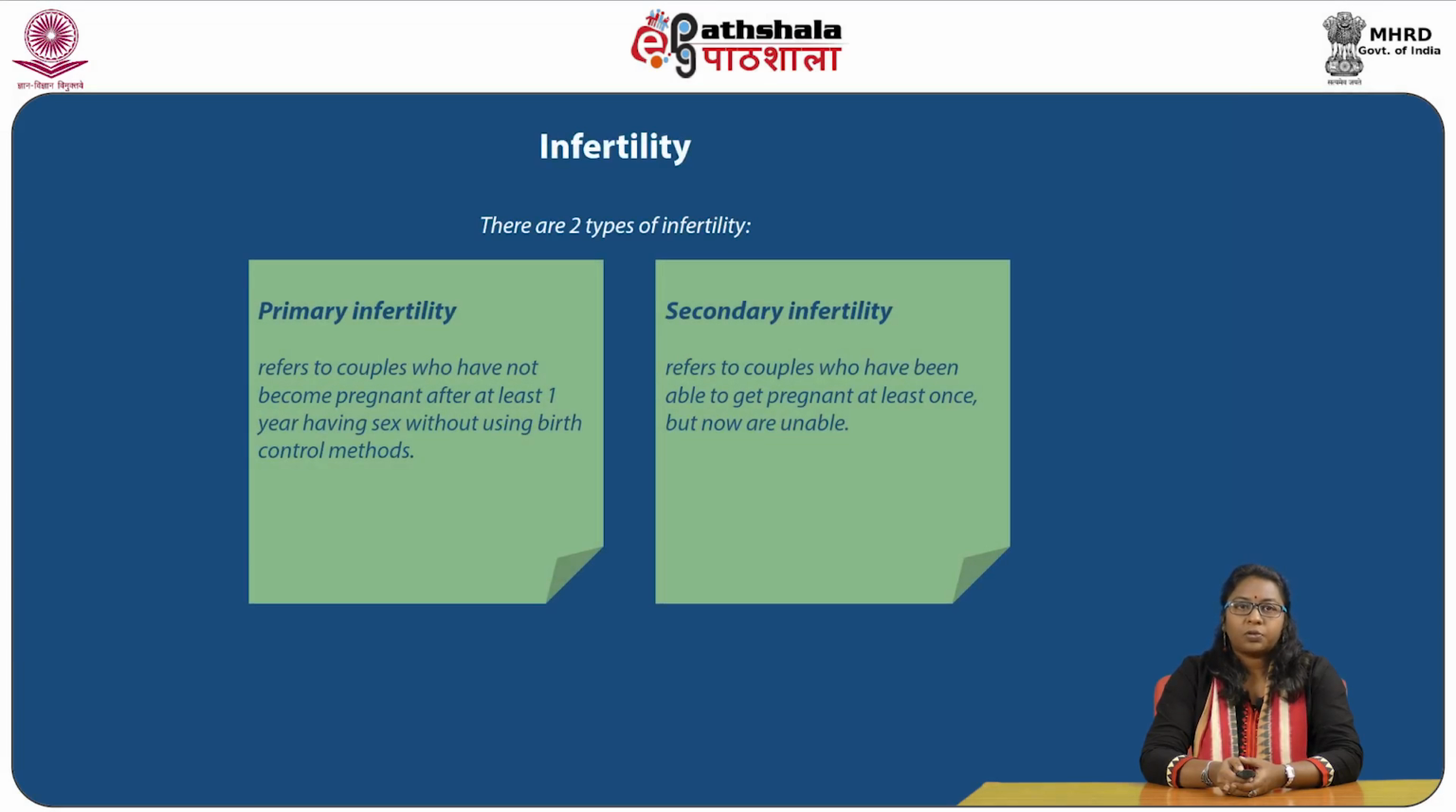There are 2 types of infertility. Primary infertility refers to couples who have not become pregnant after at least 1 year of having sex without using birth control methods. Secondary infertility refers to couples who have been able to get pregnant at least once but now are unable.